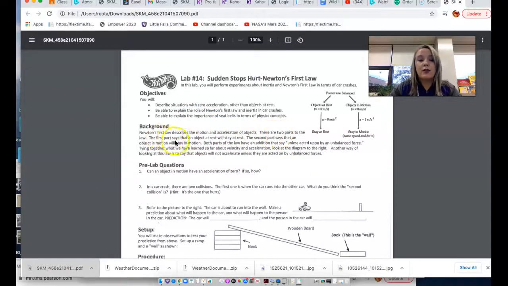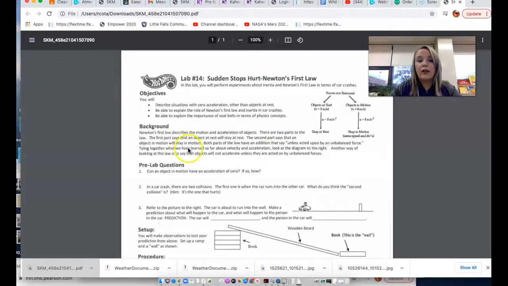The first part says that an object at rest will stay at rest. The second part says that an object in motion will stay in motion. Both parts of the law have an addition that say, unless acted upon by an unbalanced force. Tying together what we've learned so far about velocity and acceleration, look at the diagram to the right.